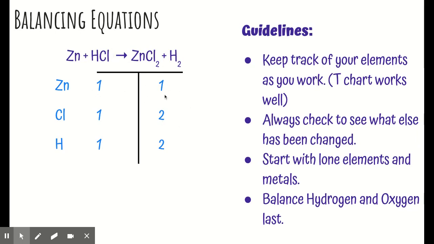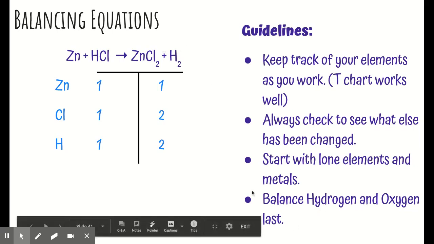So if I change this and it alters this because they're together, then I need to write that down. I'm going to start with my lone elements and metals. So anything that's by itself. So like here, this is a lone element and it's a metal. So I would start with zinc, just balance those out and then move on.